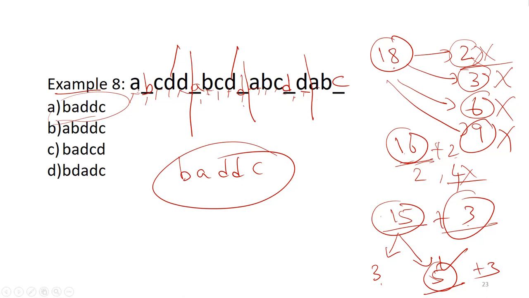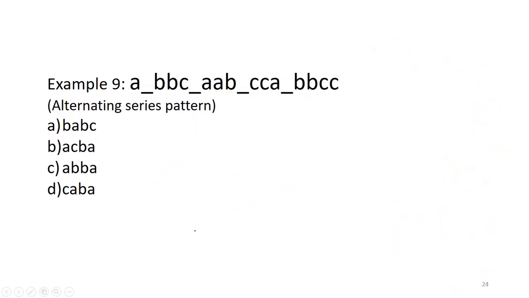Now let us see few more examples on it. Okay, fine. So it's an alternating series pattern. Whatever it is, follow the same procedure. First count the number of terms in the series. Then you can easily get the answer.